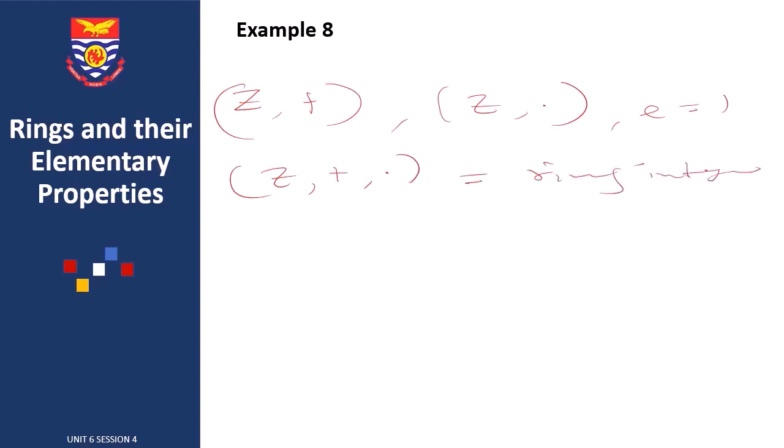Integers. So the two binary operations are defined. Addition is defined, multiplication is defined on the set of integers. Then we say it's a ring of integers.